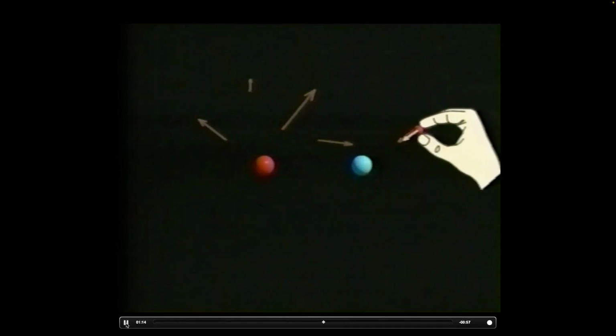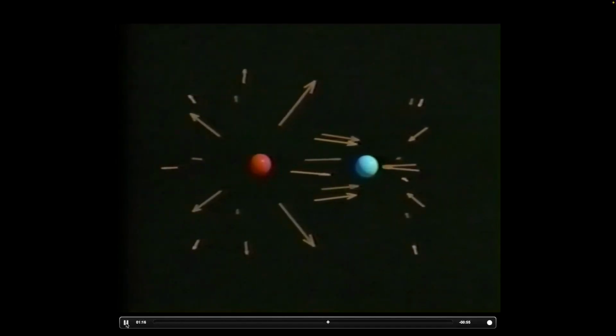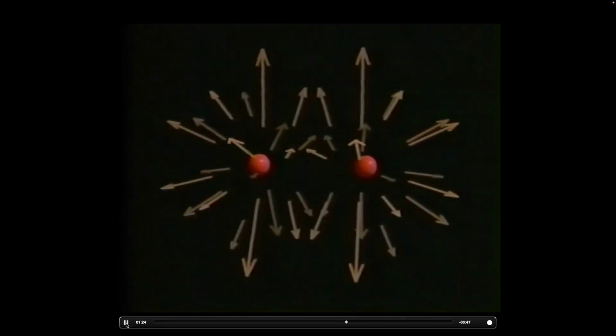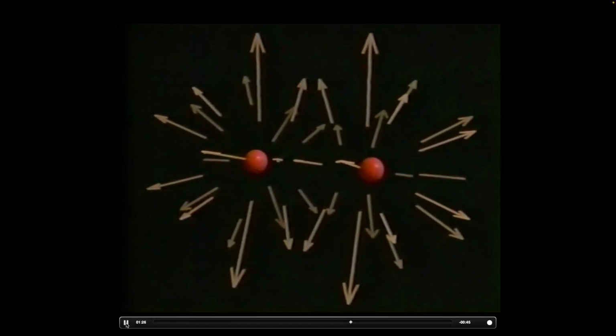This is the essence of the idea of the field. It's a pattern of forces that exists around something. And although Faraday only imagined it, the field can also be expressed mathematically.